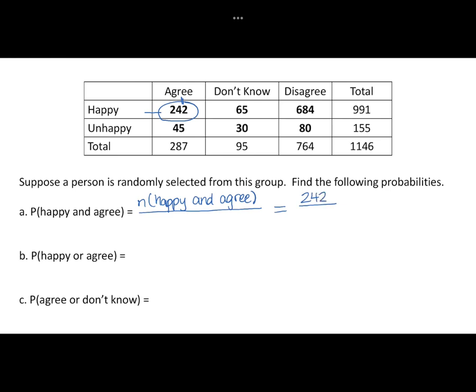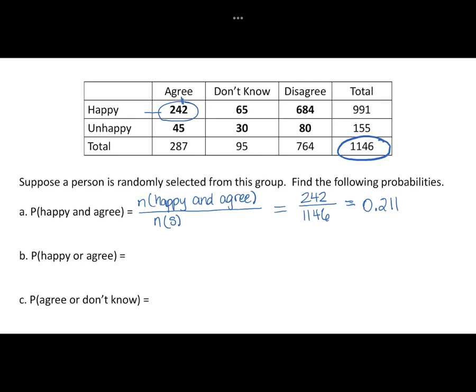Now remember, my probability is the number in my event divided by the number in my sample. Now here my sample is the total number of people interviewed, and in this case that's going to be the total found here in the bottom right corner of our table. So the total in my sample space was 1146. If I plug this into my calculator, 242 divided by 1146, I get 0.211. So I have a probability of 0.211.